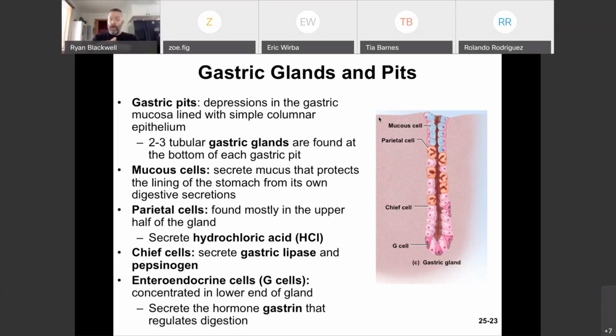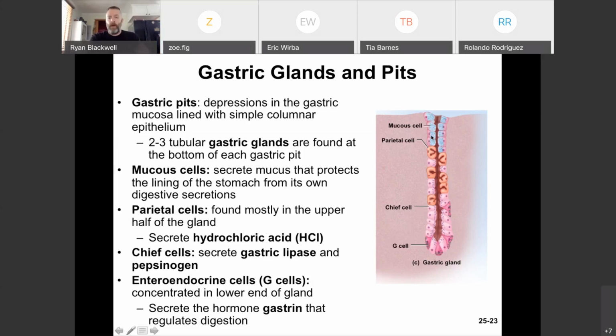Mucus coating the stomach protects the stomach lining from being digested from products produced in these gastric pits and glands. Now, mucus cells are found up near the opening of the gastric pit into the lumen. This is sometimes referred to as the neck of the gastric pit. So sometimes these mucus cells are called mucus neck cells, right? Again, neck doesn't mean your neck. It means the neck, the opening of this gastric pit.